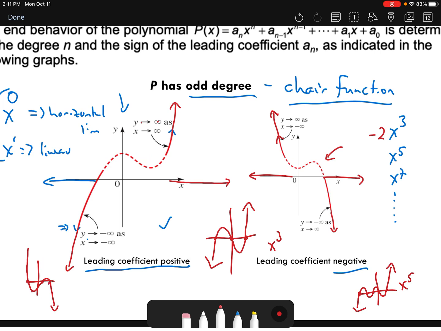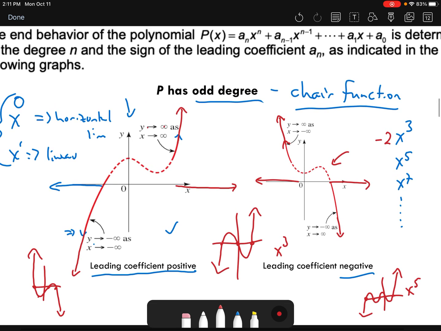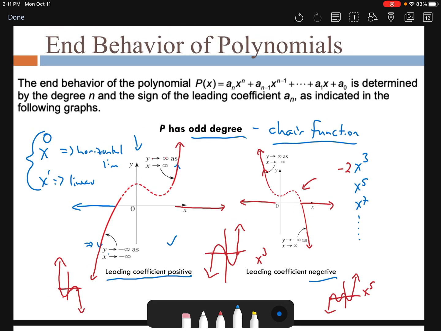And who knows what that is? It could be a cube, but it's negative. The leading coefficient's negative. So all of those are what we call chair functions.